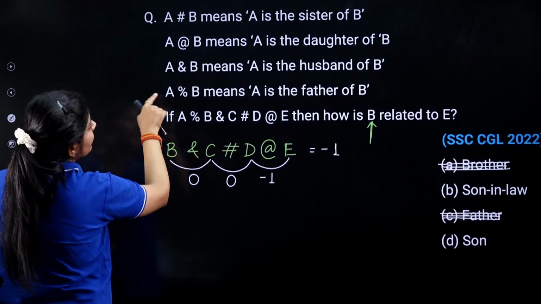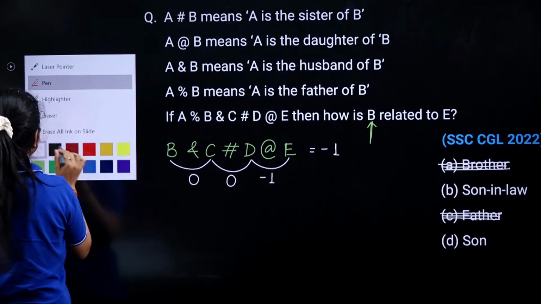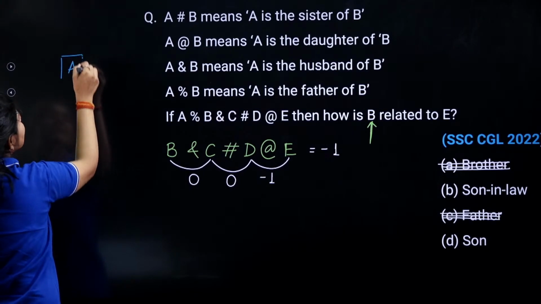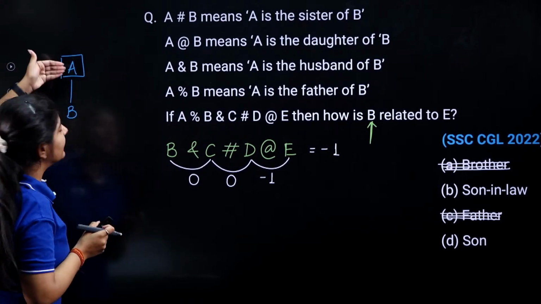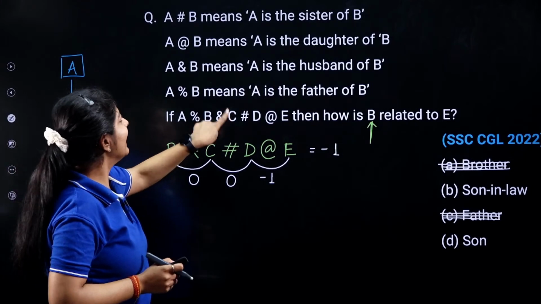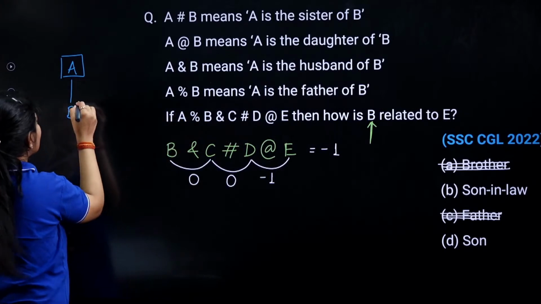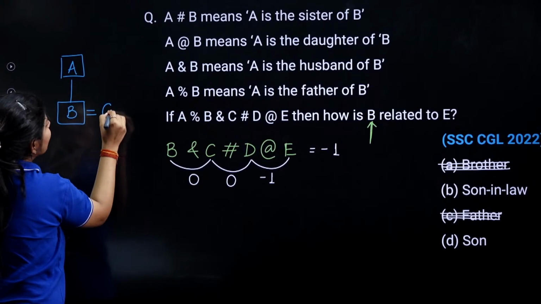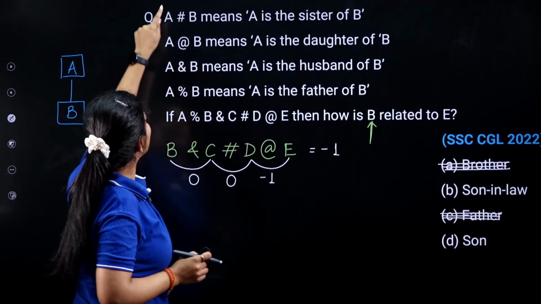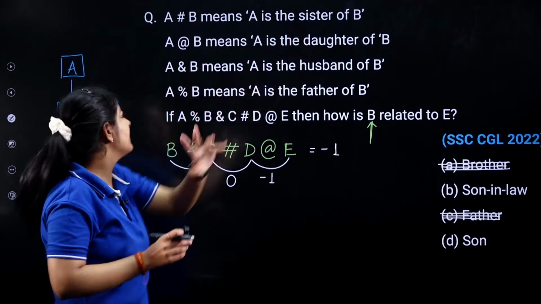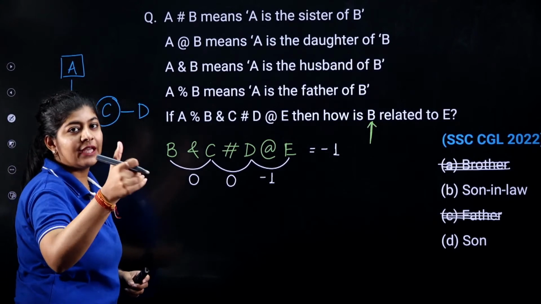Now A percent B. Where is percent? Over here. That shows that A is a father of B. Try to maintain the generation gap as I am maintaining over here. Next, B and C. Where is 'and'? Over here. B is a husband of C. So by default we can say that C is female, right? Next, C hash D. Where is hash? Over here. C is a sister of D. Right now the gender of D is not determined.